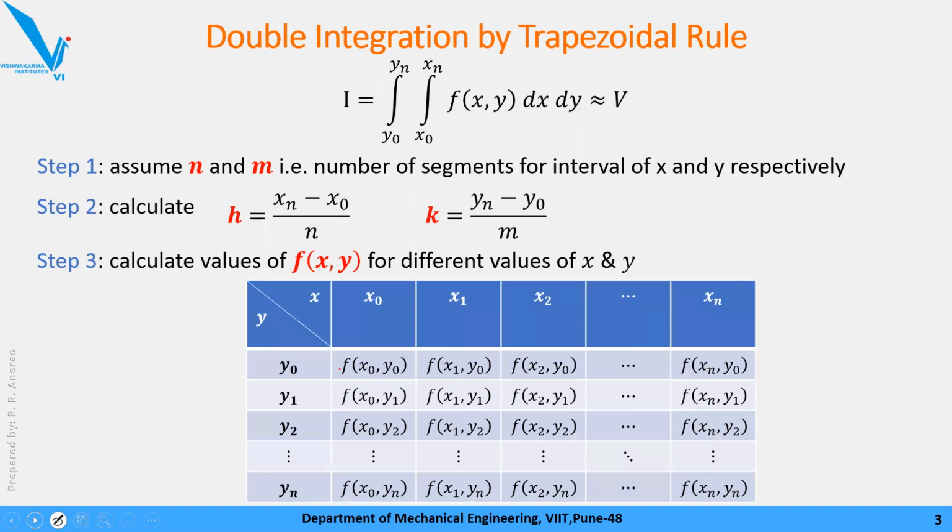Now as we are dealing with two variables x and y, a little change in the format. Now x are written in the columns, okay, and y's are written in the rows. Now, how do we create this table? I'll show you.